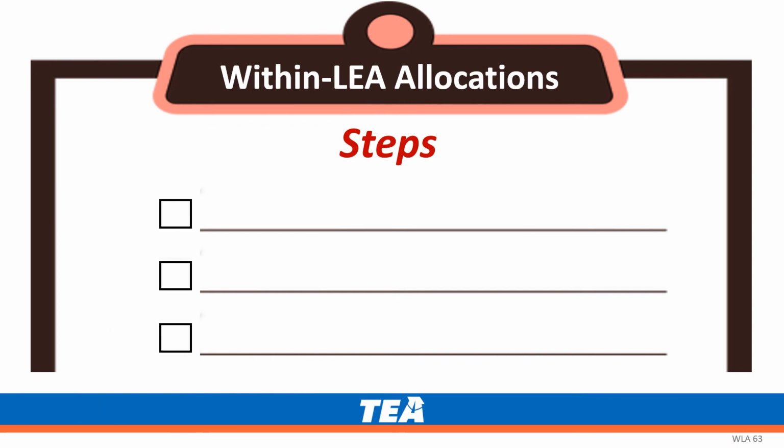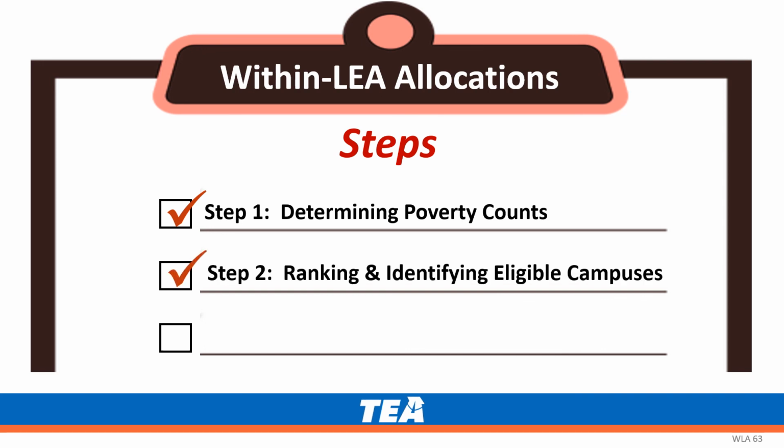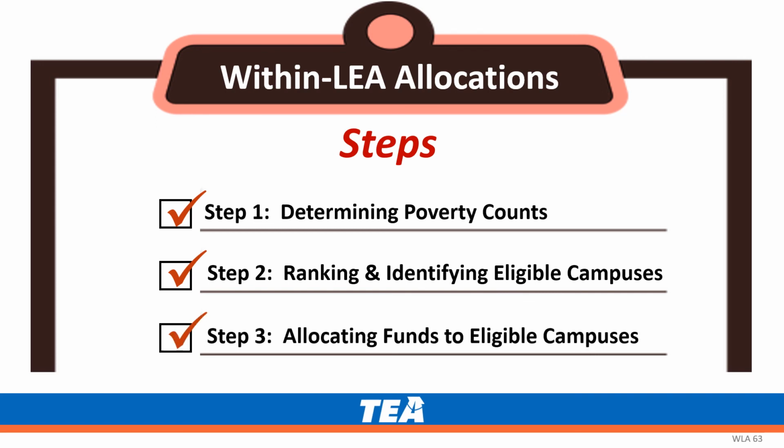This concludes a section of this training that addressed the 3 steps for Title I Part A within LEA allocations, where we looked at Step 1, which is determining poverty counts, Step 2, which is ranking and identifying eligible campuses, and Step 3, which is allocating Title I Part A funds to eligible campuses.